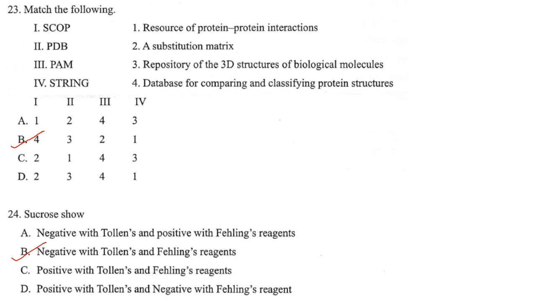and therefore it will be negative to Fellings reagent. Then Tollens test is shown by reducing sugars that contain a free aldehyde group, but sucrose, as I told you already, is a non-reducing sugar and doesn't have a free aldehyde group, so it is not going to show Tollens test also. So the answer here will be option B, that is negative with Tollens and Fellings reagents.